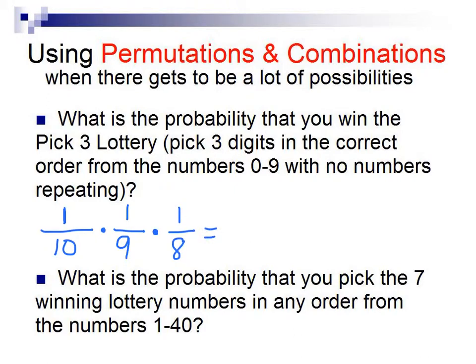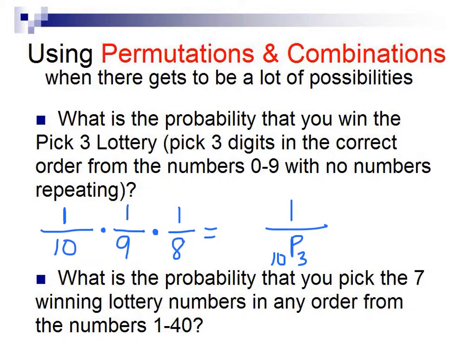Another way you might have looked at that is you could have said there's only one correct lottery number, and since the order is important on this one, you'd be doing permutations of 10 numbers, and you're going to choose 3 of them. This would get you that same answer. Just different ways that you might work through that.